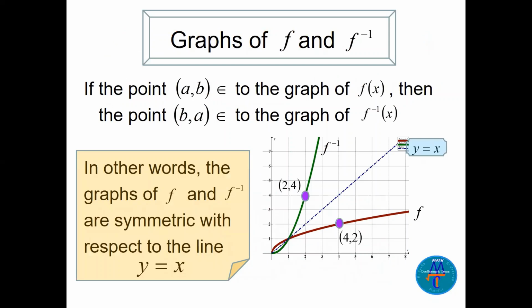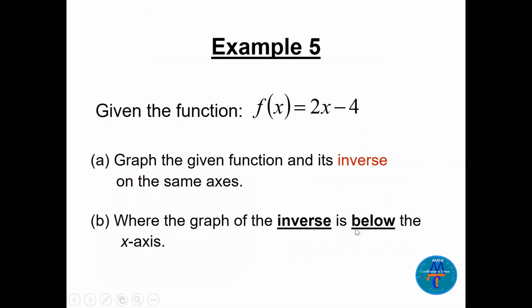Now here's an important slide. If we have the graph of the function f, we can easily draw the graph of the inverse. Why? Because every point on the graph of f, read this please: if (a, b) belongs to the graph of the function f, like this point, then interchange x and y, (4, 2) becomes (2, 4). It belongs to the graph of the inverse. So these two graphs are symmetric with respect to the line y equals x, the line that passes here, the bisector. So that's a very important property.